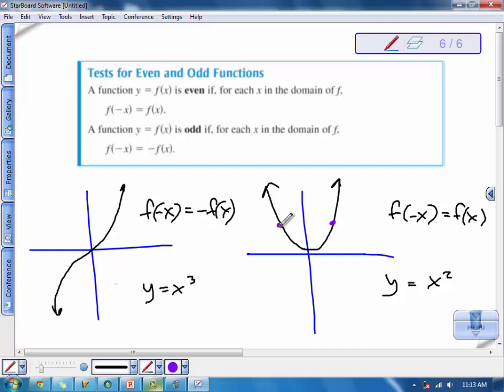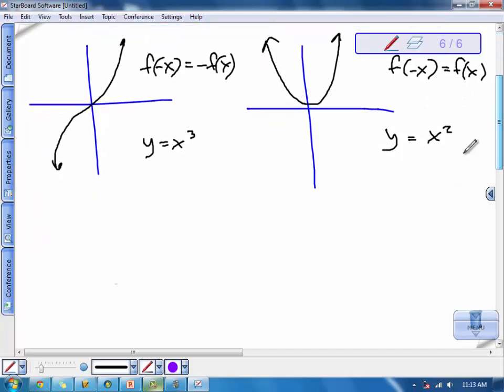So to do these algebraic tests, the real simple ones are these. So odd, this is an odd test. We run this. What we do is we take this function. This function, let's say, is g of x equals x cubed.